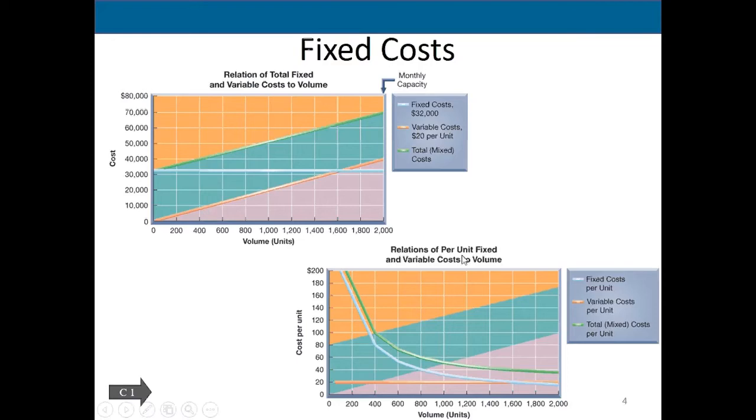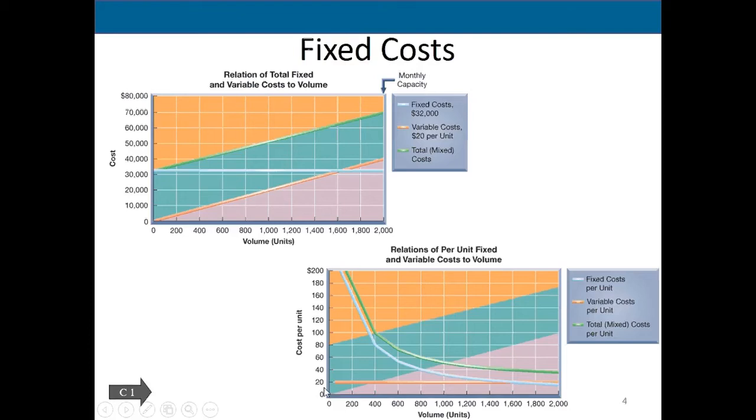This one gives you a relation of unit fixed and unit variable cost to volume. So notice here that this says cost, but this says cost per unit. And with this graph, fixed cost starts up here and comes down at this curvilinear slope. So does total cost, but look at variable cost. It stays the same. What's the difference here? Well, it's kind of a trick on your mind because you're like, wow, how can they be this different? This is cost per unit.